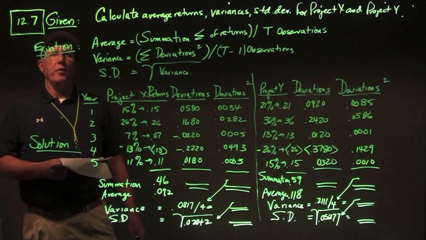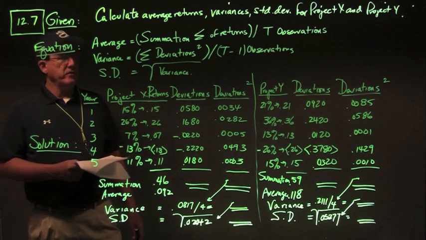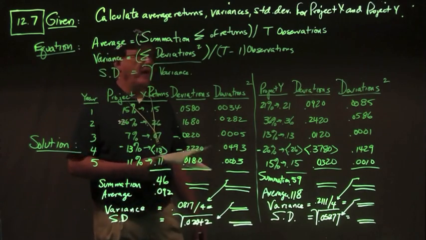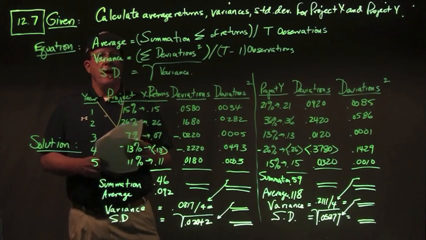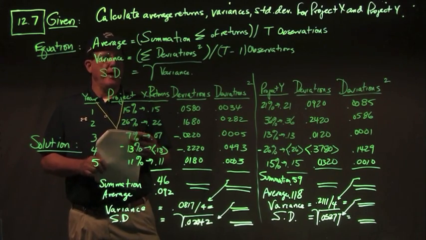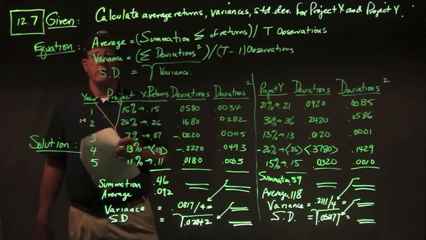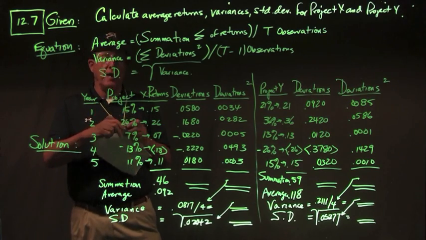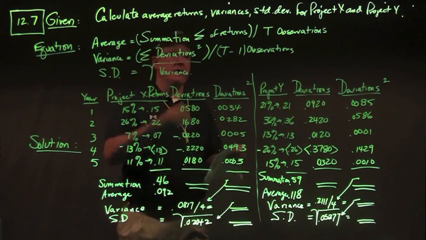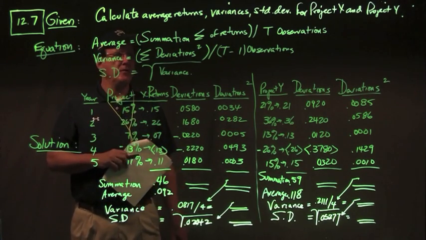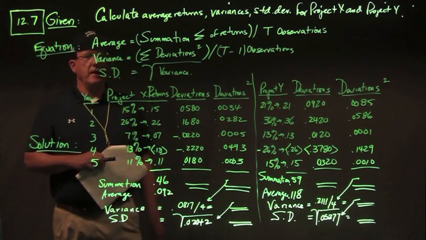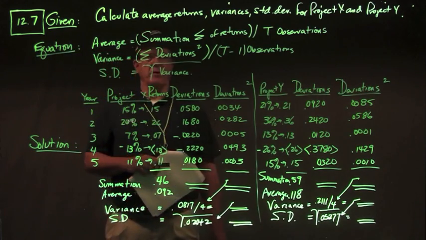In problem 12.7, we want to calculate the average returns, the variances, and standard deviations for two projects, Project X and Project Y. We're going to go through a 5-step process, of which there are 6 steps, first of which we're going to convert all percentage returns into decimals before we do any mathematics, and then we'll start with the 5 steps in the normal process to calculate the average, variance, and standard deviation.